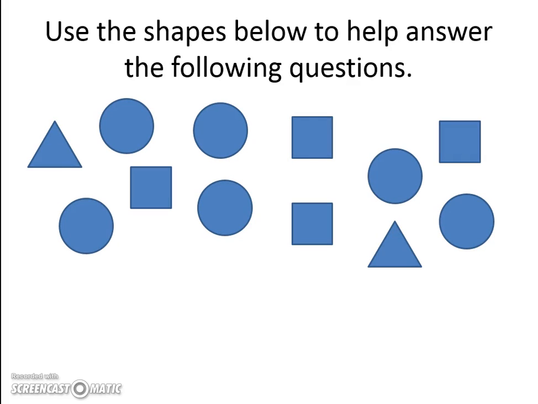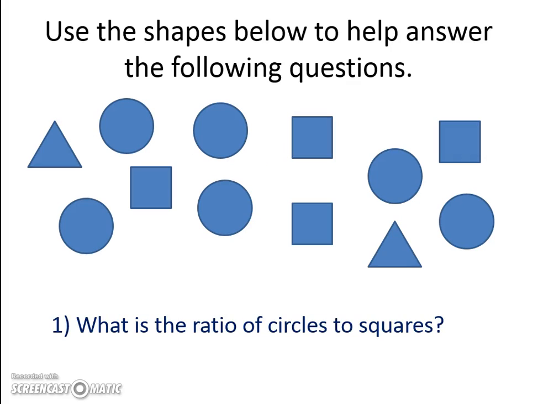So let's look at the shapes below, and we're going to use these to answer the following questions. Number 1, what is the ratio of circles to squares? So to write this ratio, I would have to count the number of circles that I have, which is 6, and that number is going to go first, followed by the number of squares I see in this picture, which is 4. And when I write that ratio, I would write it 6 to 4 because there are 6 circles to 4 squares.